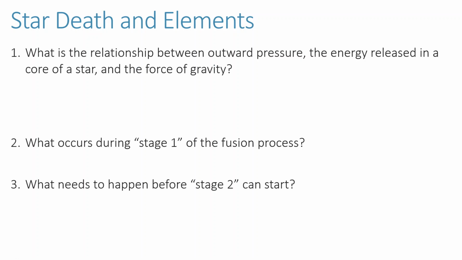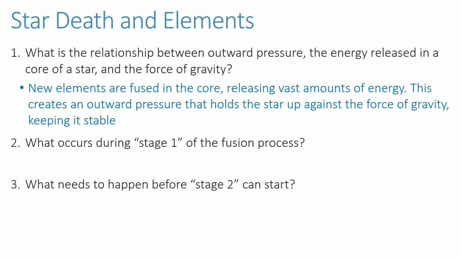So what is the relationship between outward pressure, the energy released in the core of a star, and the force of gravity? So as new elements are being fused in the core, they release lots and lots of energy. So this creates an outward pressure that pushes against gravity. You have this outward pressure from all of the energy being produced in the core that's pushing outwards on the star, whereas gravity is pushing inwards. So when those two forces are in balance, the star is stable.